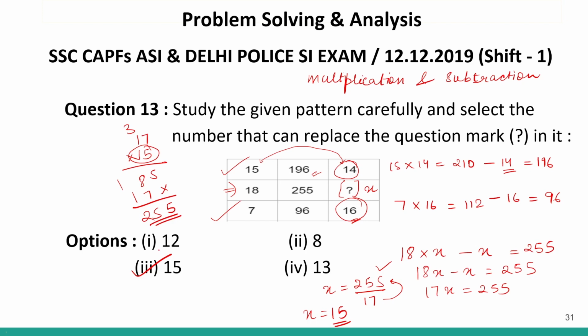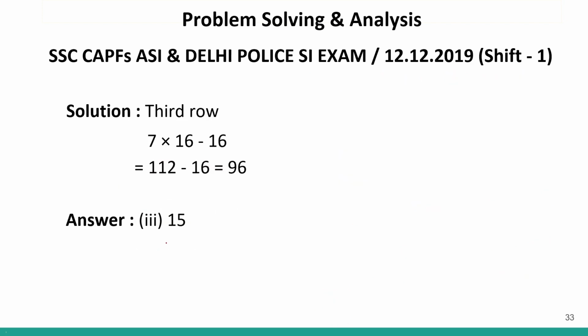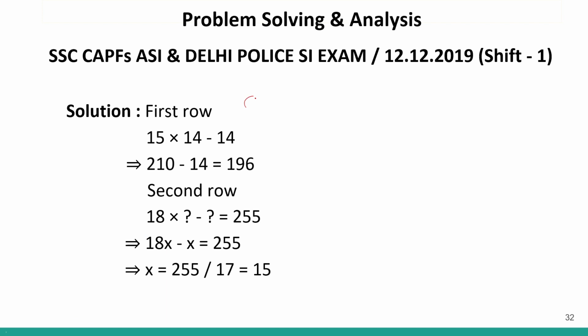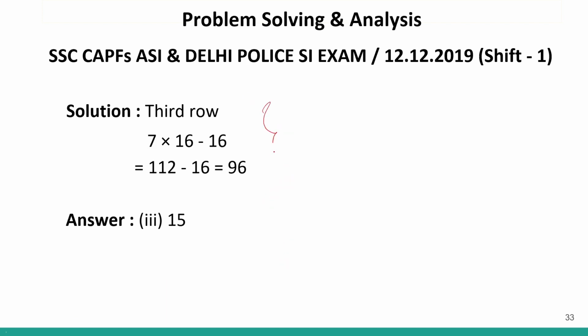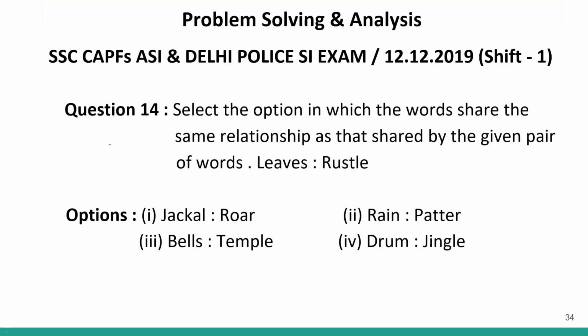Now, here you can see first row, second row, and third row. Question number 4. We have to select the option in which the words share the same relationship in this pair. So this is your pair number 1.